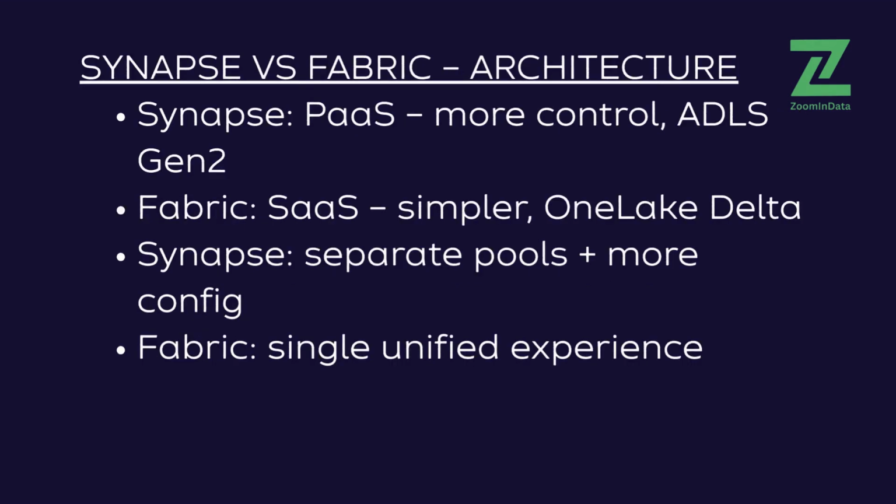Quick comparison. Synapse versus Fabric architecture. Synapse is PaaS, more control, uses ADLS Gen 2. Fabric is SaaS, simpler, uses OneLake with Delta focus. Synapse has separate pools and more configuration. Fabric gives you a single unified experience.